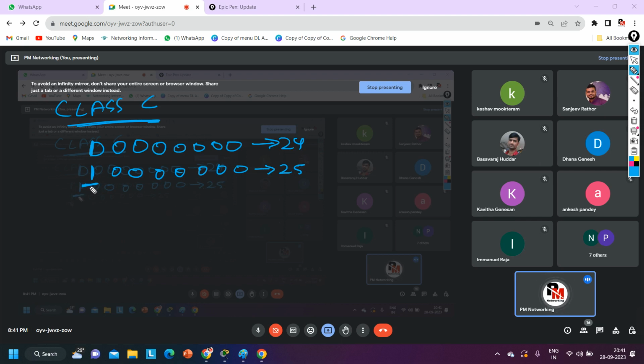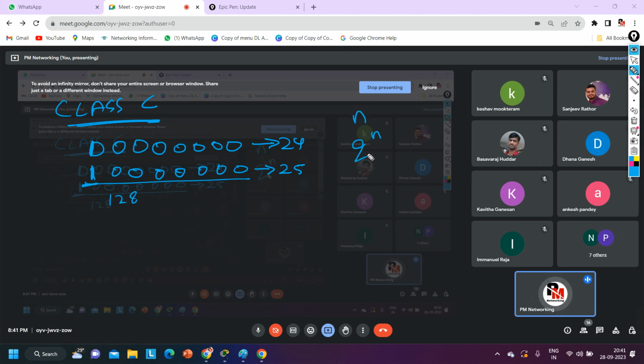Okay, and this is nothing but 128 in decimal, 2 to the power 7. So this is the borrowed bit. Now if you write the subnet mask of this octet, the subnet mask will be what? 128. And this borrowed bit count is called n, right?